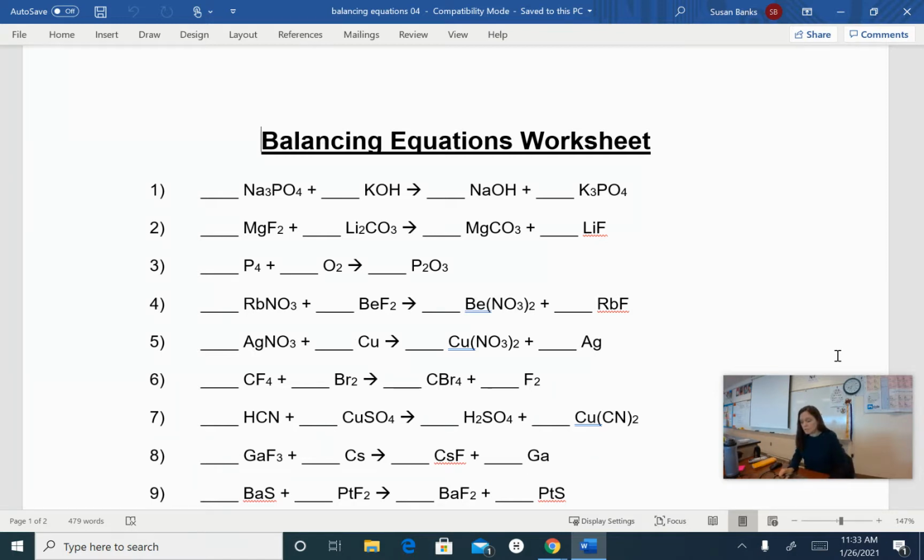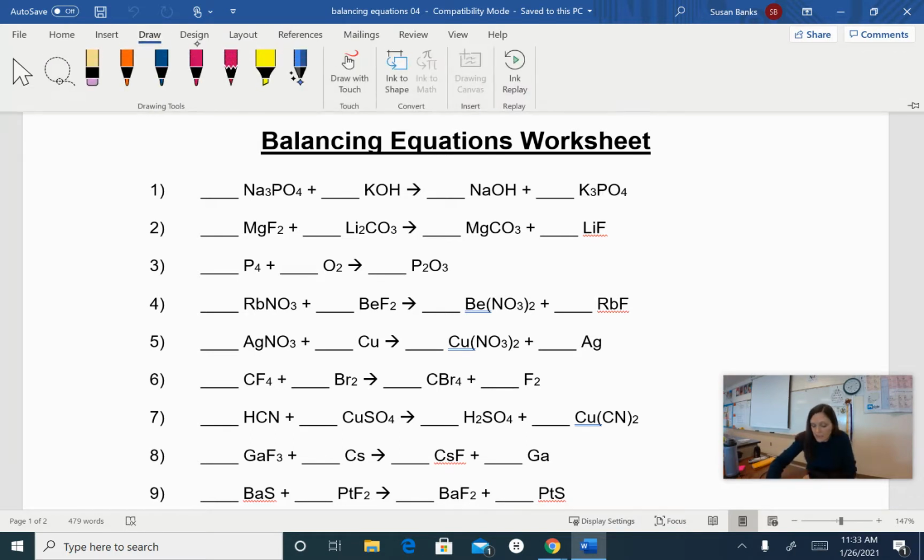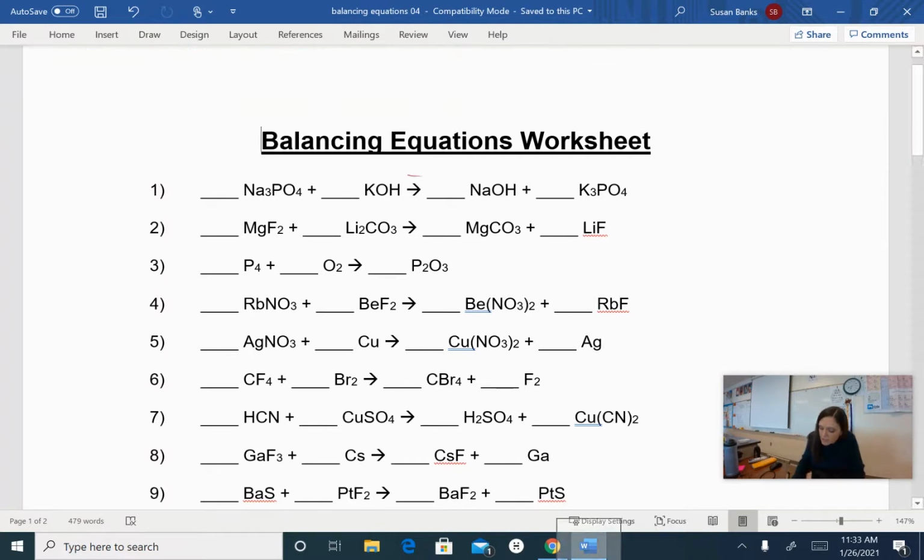Okay, so we're going to review balancing equations because we haven't done that in a while, just to make sure that we have that skill. I just grabbed a balancing equations worksheet from the web, and we're going to go over a few basics. The idea of balancing an equation is that we are trying to obey the law of conservation of mass. So we're going to consider these reaction arrows kind of like equal signs.